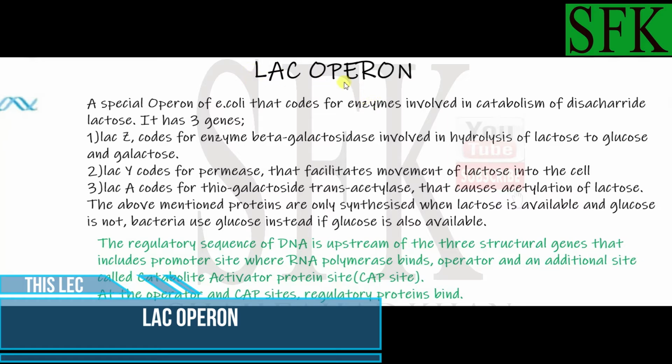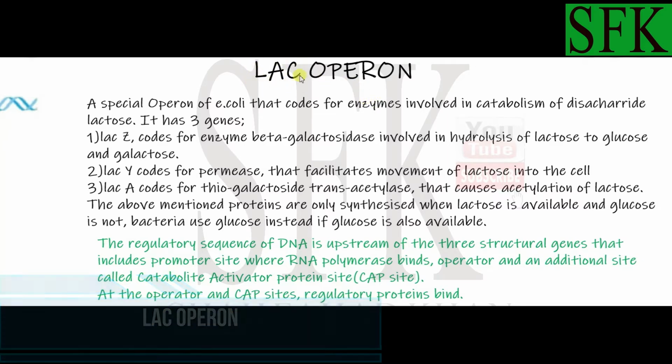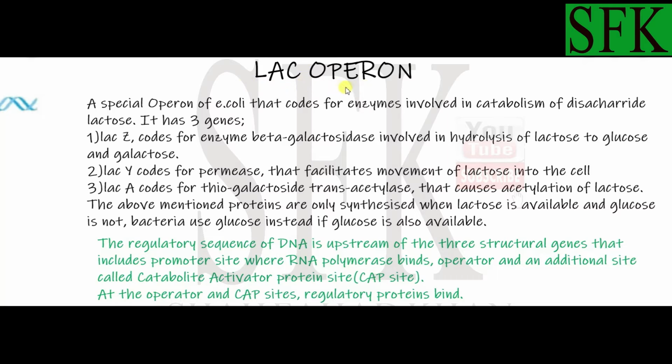All right, so now Lac Operon, the name comes from the disaccharide lactose. Lac Operon is an operon that contains genes which code for enzymes that are involved in the metabolism of lactose. Basically, to be more specific, the catabolism of lactose. So it is a special operon of E. coli, a prokaryote, that codes for enzymes. Basically, it contains three genes, namely LacZ, LacY, LacA. These are the names of the genes. It contains three genes which code for enzymes that are involved in the catabolism of the disaccharide lactose.